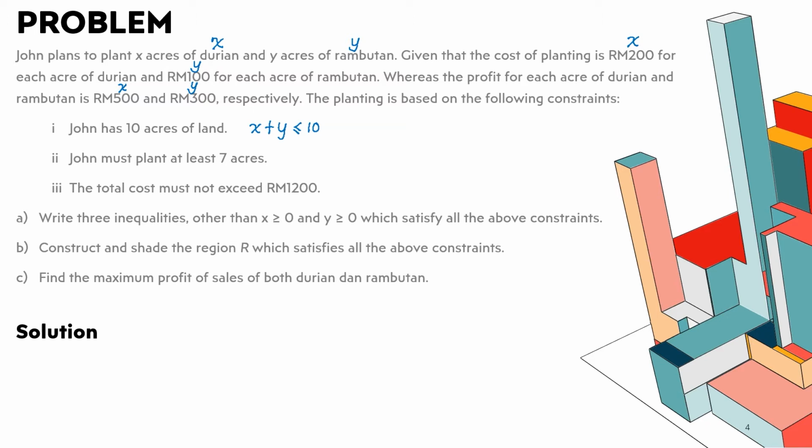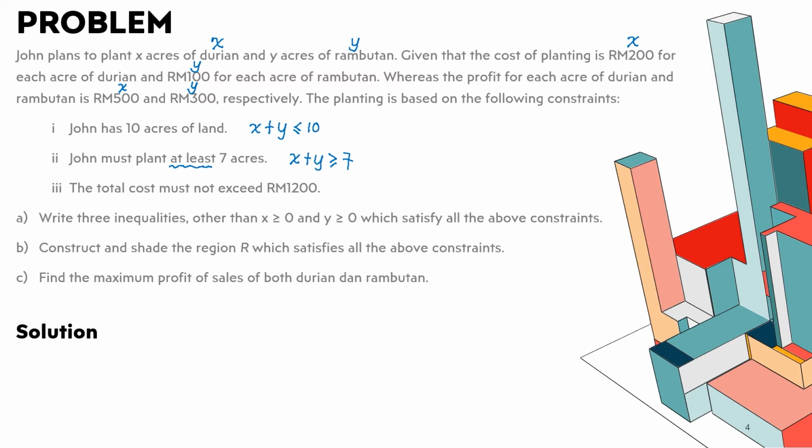For the second inequality, John must plant at least 7 acres. So we can see here it is at least, which means that X plus Y must be greater or equals to 7. It cannot be more than 10 acres, but at least 7 acres.